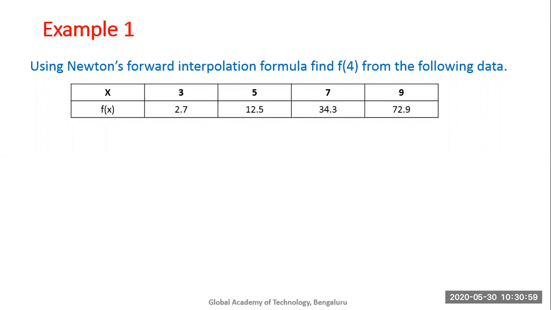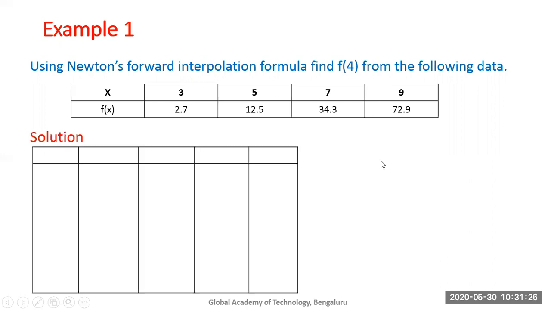So x and y values are given, x and f of x. When x takes the value 3, y is 2.7. When x is equal to 5, it is 12.5. x is equal to 7, 34.3. x is equal to 9, 72.9. So we need to find the value of f of 4, meaning the value of y for x is equal to 4, using Newton's forward interpolation formula.